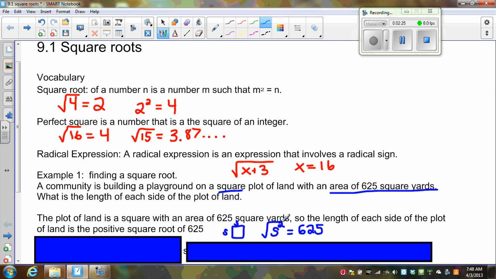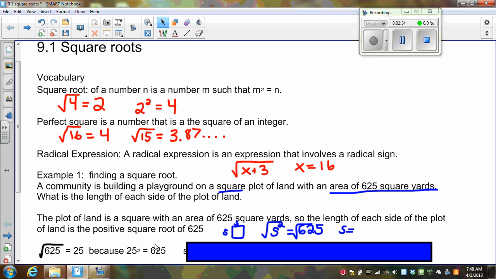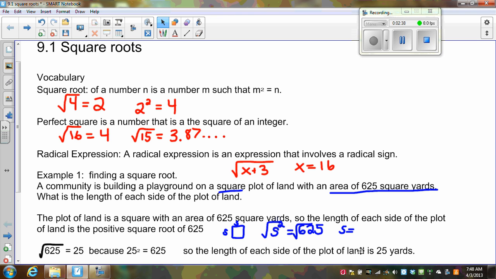then we can take the square root of both sides to get s by itself. So in this case, the square root of 625 is 25. So the length of each side of the plot of land is 25 yards. I hope that makes sense, and we'll do examples in class if it doesn't. And they're no longer square yards, because we're not finding area, they're just plain yards.